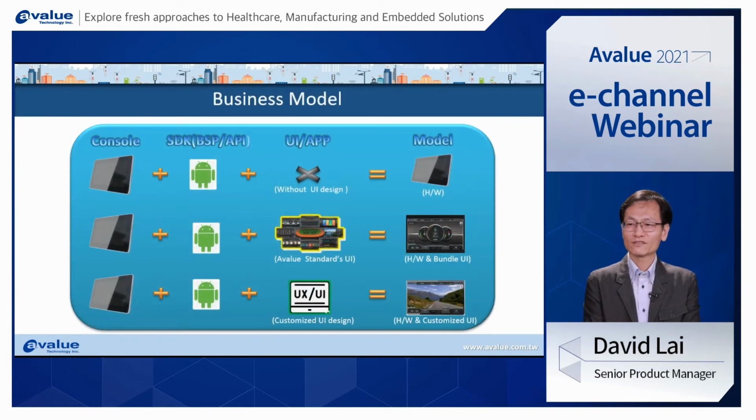Currently, we have three kinds of service models to cooperate with customers. First is to provide the hardware console and BSP with API for customers to develop their own GUI product. Second is a hardware console bundled with Avalue standard GUI for each different machine type. Last, we can also support customized GUI design to give customers a unique product.